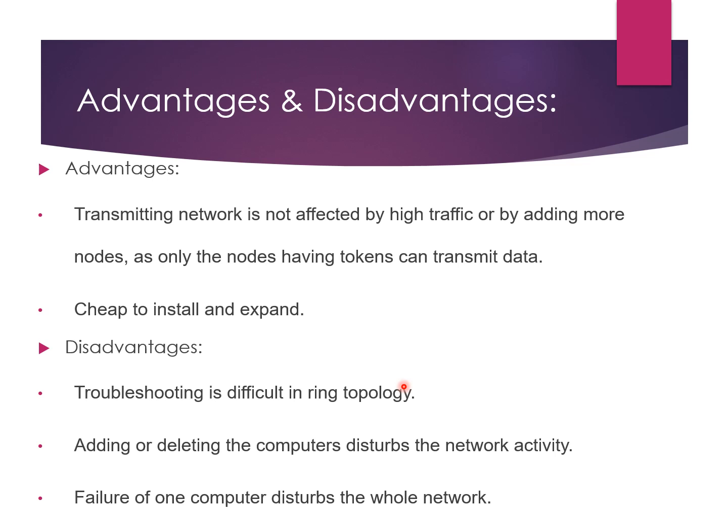The disadvantage is that troubleshooting is difficult in ring topology. Troubleshooting means diagnosing which system is faulty, and that is very difficult in ring topology. I couldn't find out which system is the faulty one. As well as, adding and deleting systems disturbs the network activity since it is in the form of a circle. Attaching a system in the middle of the data transfer is very difficult, and detaching a system is also very difficult. The failure of one system disturbs the whole network. So these are the advantages as well as disadvantages.